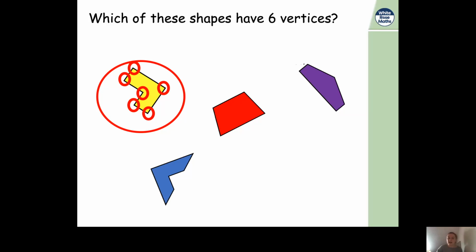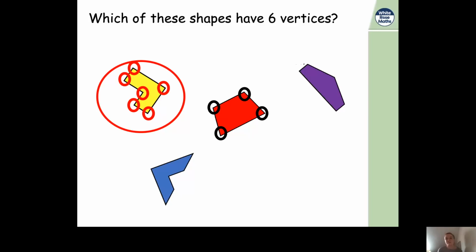So we're going to look at the red one next. So it's got 1 vertex, 2 vertices, 3 vertices, and 4 vertices. So therefore, this shape has 4 vertices. It doesn't have 6 vertices like the question is asking us. So I would like you to pause the video and have a go. Can you work out if the other 2 shapes have 6 vertices or not?